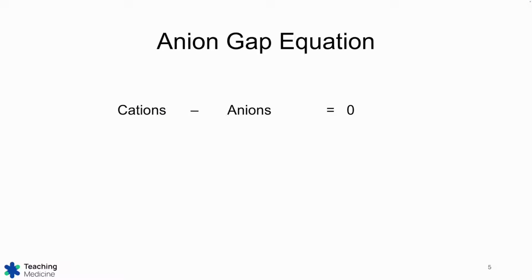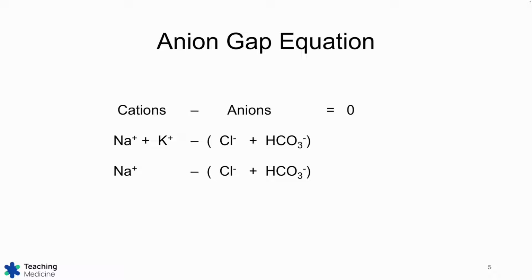So the anion gap equation says that the cations minus your anions is predicted to be 0. That is, if you're not walking around with some electrical charge. So sodium and potassium minus chloride and bicarb. Those are the most common ones. But we can reduce this a little bit, and we can simplify by removing the potassium, because we know potassium usually sits around 4 and might be up a little bit or down a little bit, but it's pretty consistent. And for simplicity, we're going to leave it out.